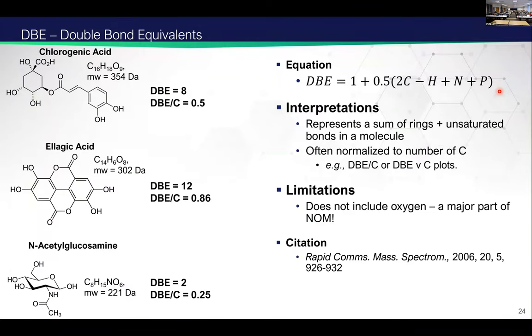So one of the big limitations with double bond equivalence is this lack of consideration of a key component of organic matter. On the left-hand side, I'm showing again a subset of these structures and what their calculated double bond equivalents are. What it really shows you is the sum total of the number of rings and double bonds. So down here, we've got one ring and one double bond, and it comes out with two. I won't go through this one.